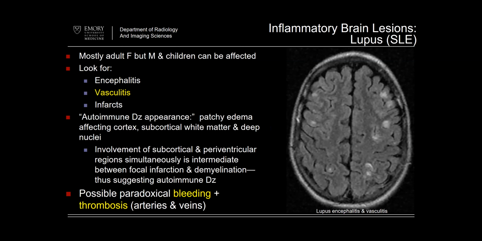Lupus can show up in different ways. You can have thrombosis of veins or arteries, that kind of thing. You can have a lupus vasculitis vasculopathy. You can have a lupus encephalitis.